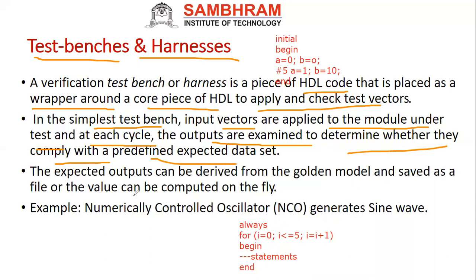So what will happen each and every cycle, it will produce the output, because even the input changes each and every time. That is the meaning. Each and every cycle means what? I can say each and every time, right? Each and every time when the input changes, the output also will be evaluated. The expected outputs can be derived from the golden model and saved as a file, or the value can be computed on the fly. So sometimes I can perform something in the test benches, then I can save the output in one file separately. I can save it and use it later also.